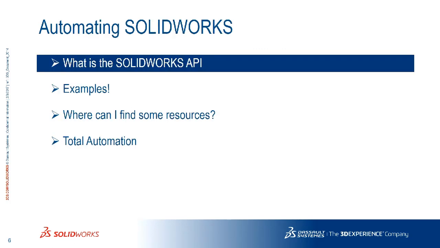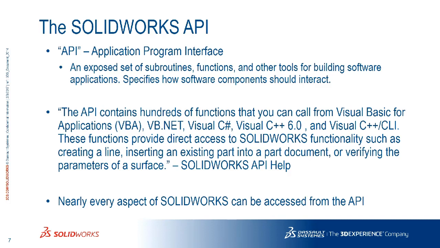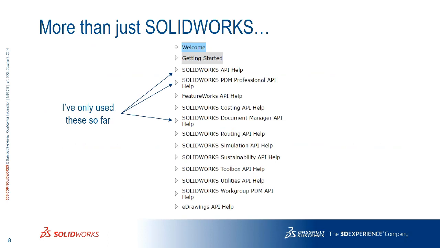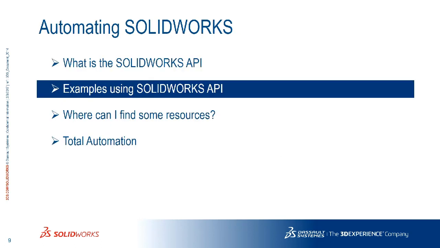All right. So some of you may or may not know what the API is for SOLIDWORKS. The API is the application programming interface. It's more or less an exposed set of subroutines that SOLIDWORKS gives to you. So instead of having to click the extrude command, you could do the extrude command through the API. There are hundreds and thousands of functions available through the API, not only for SOLIDWORKS, but you can do PDM, simulation, costing, pretty much any aspect of SOLIDWORKS or its different programs you can control via the API.